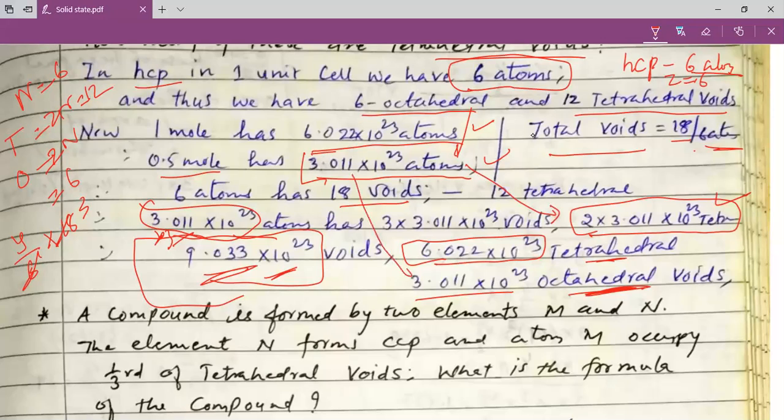If we write the same number, we will have the total number of octahedral voids. If we put it double, we will have the tetrahedral voids. And if we make the sum of these two, that is 6.022 × 10^23 and 3.011 × 10^23, we will get the total number of voids, that is 9.033 × 10^23.